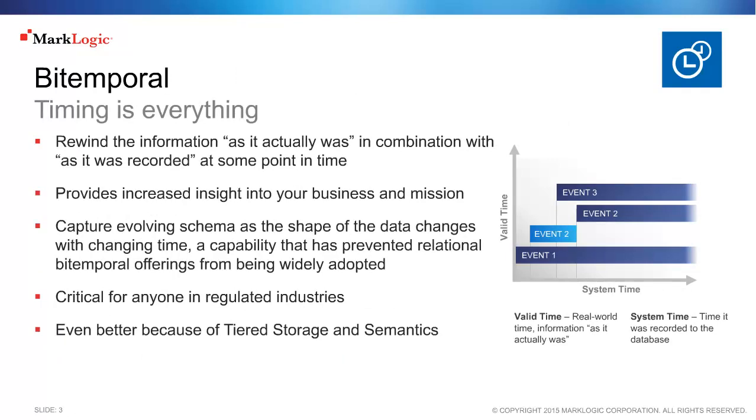What did they know, and when did they know it? The MarkLogic bitemporal feature helps to answer this critical question by tracking how data changes along two dimensions of time, and is the only NoSQL database with this capability. Bitemporal functionality makes it possible to see information as it actually was, in combination with how it was recorded, from the perspective of a specific point in time.